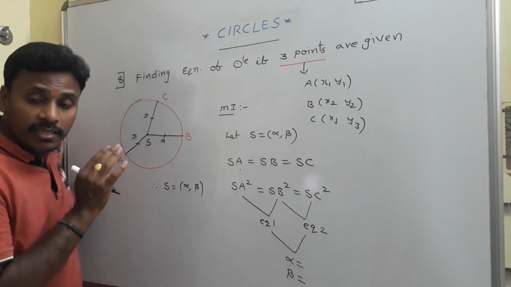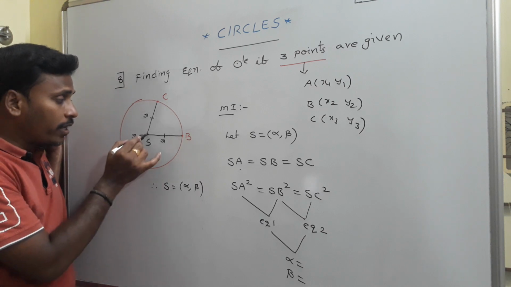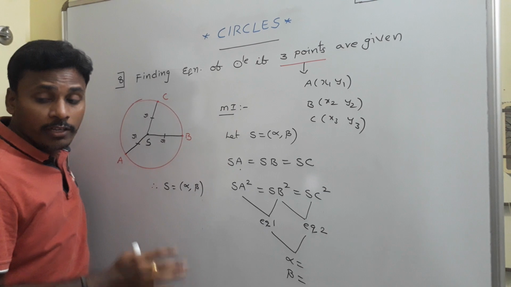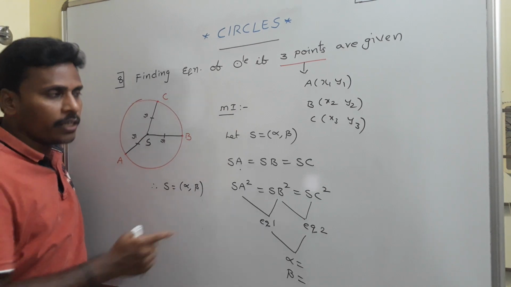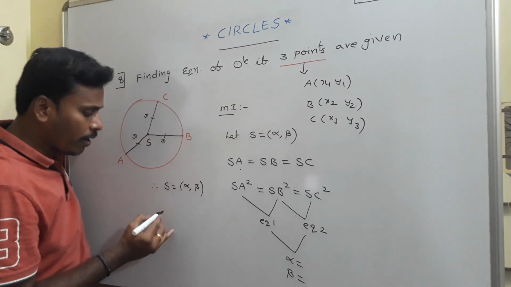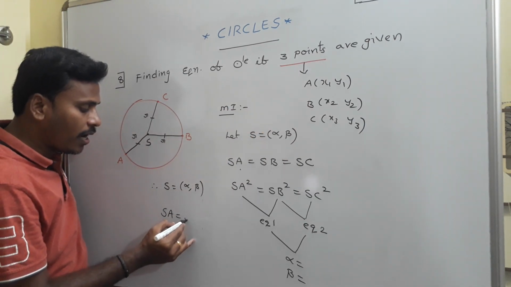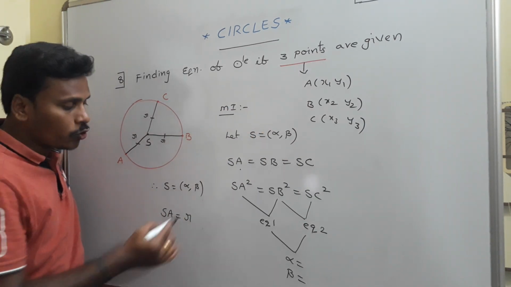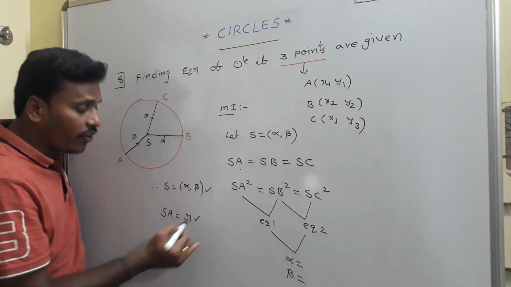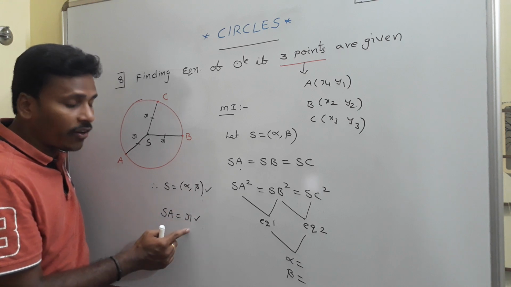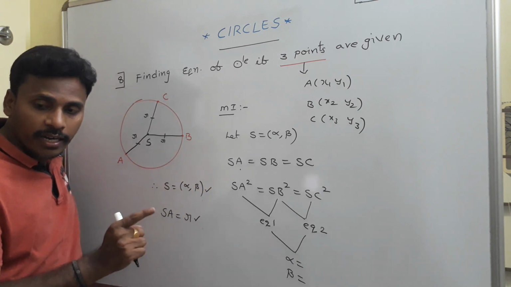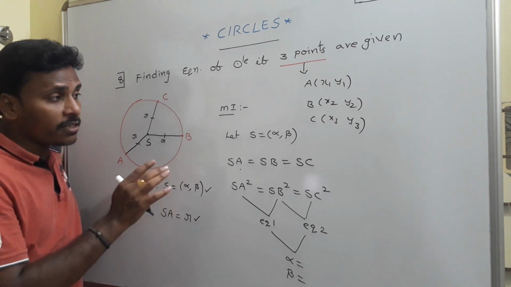Since S is the center of the circle, from that center S, find the distance to any one of these 3 points on the circle. Say, for example, A: find the distance between S and A, and that is the radius. So it is easy to find the center, and it is easy to find the radius. Use these two, center and radius, to find the equation of the circle using the center-radius form. Is it clear? This is method 1.